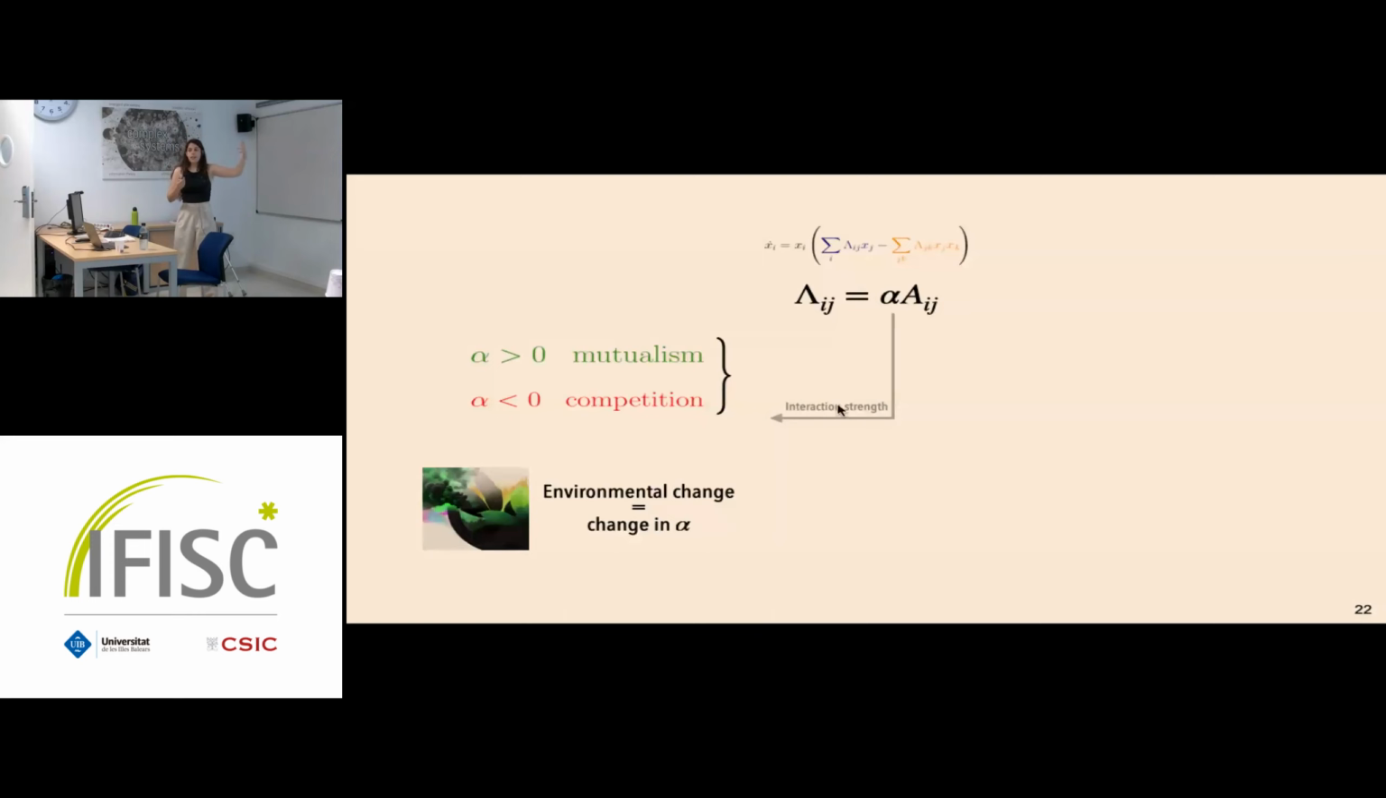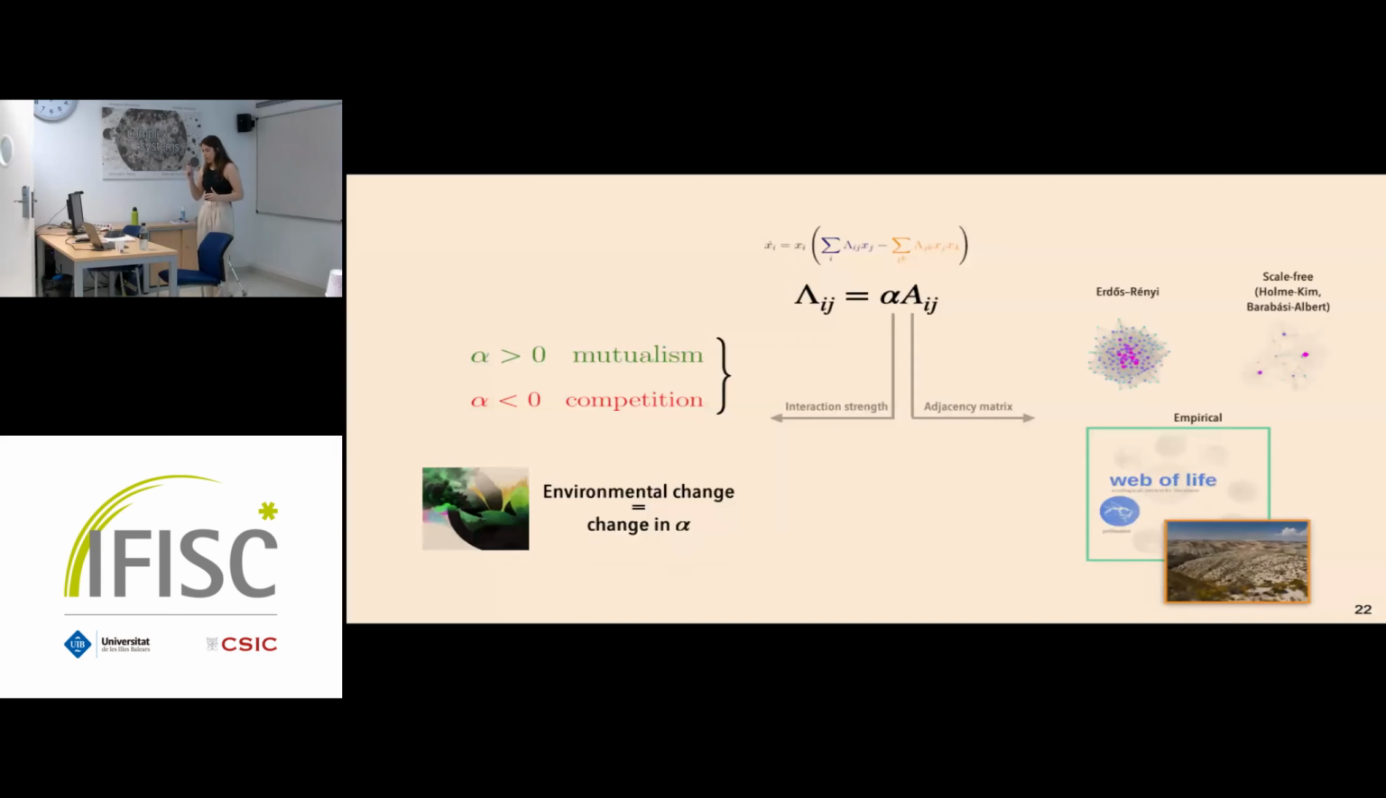And if alpha is positive in a symmetric matrix, that means that the interaction is beneficial for those species. So remember, it's going to be mutualism. And if it's negative, it's a proxy of competition. And what we want is to start our simulation with a change in those alphas, meaning that there has been an environmental change. And then regarding the interaction structure, the A_ij is an adjacency matrix.